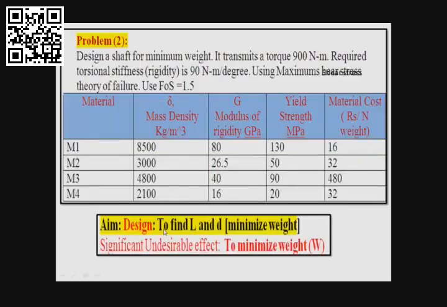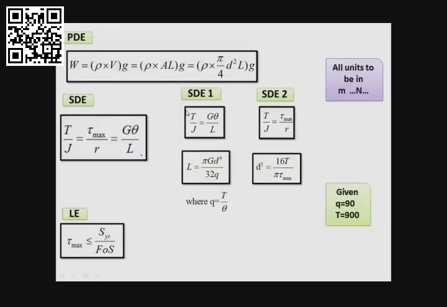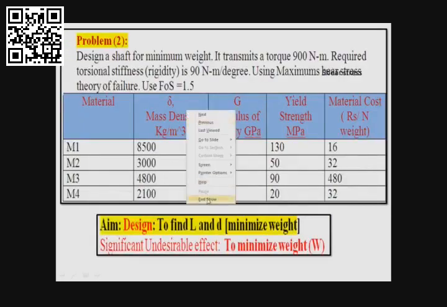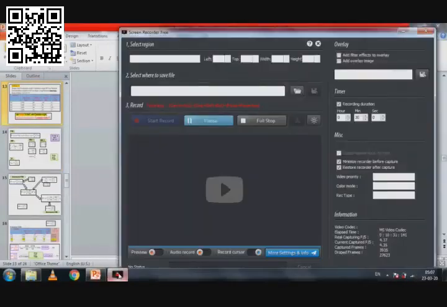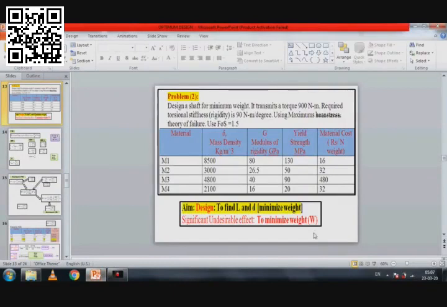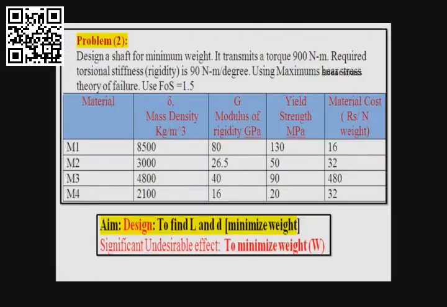Next, let us see the second problem. Design a shaft for minimum weight. It transmits a torque of 900 Newton meter.